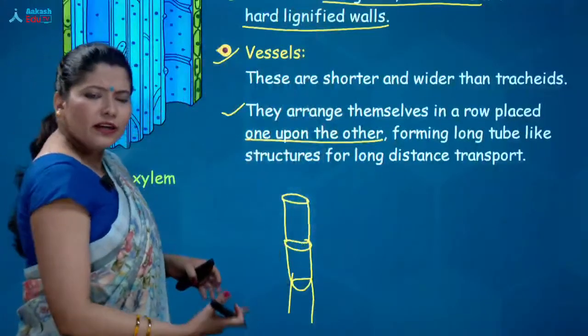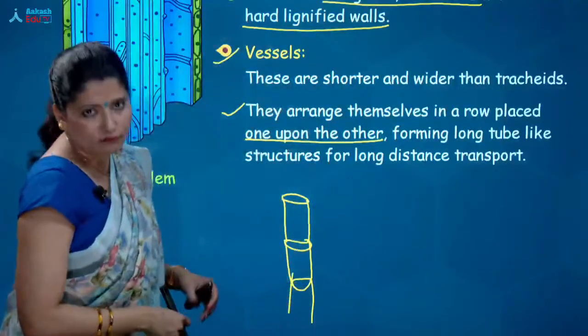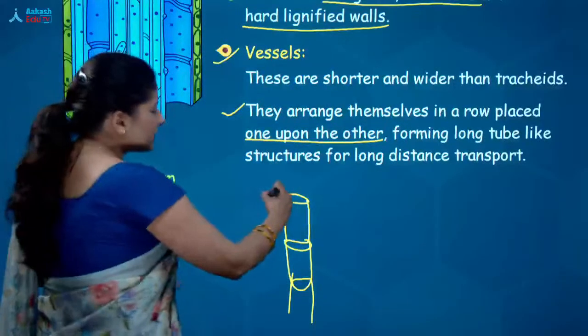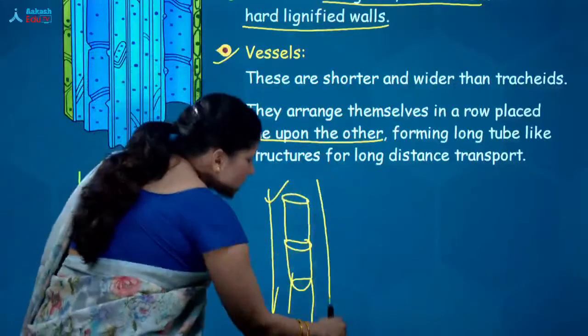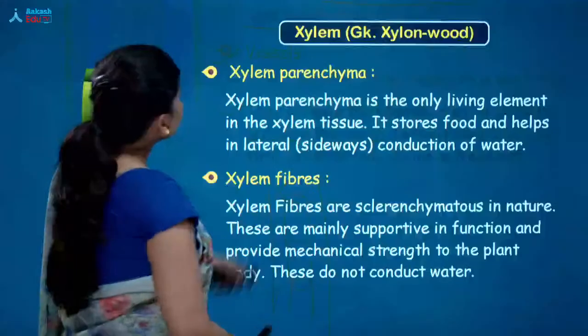Because of that only, the water transportation from the root occurs to various body parts. So what do vessels do? They form a long conducting tube-like channel. Okay? So this is about vessels.